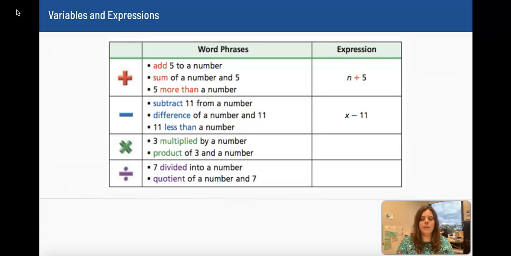Multiplication, some of the most common ones would be 3 multiplied by a number or the product of 3 and a number. Both of these indicate 3 multiplying some number like m. You have to be careful again with division. This one's similar to subtraction. The words can throw you off. So 7 divided into a number or the quotient of a number and 7. Both of these indicate a number being divided by 7. We could also say a number divided by 7, and that would fit into this as well.